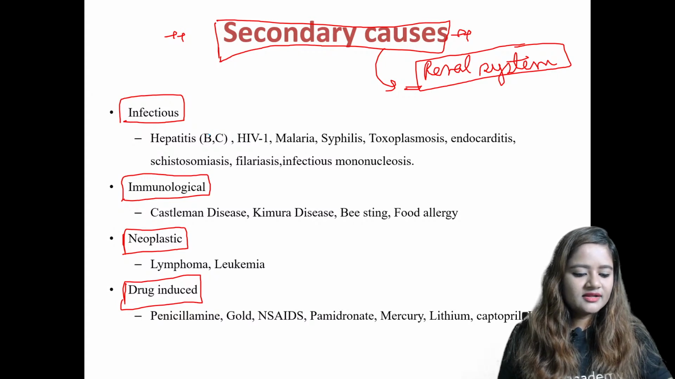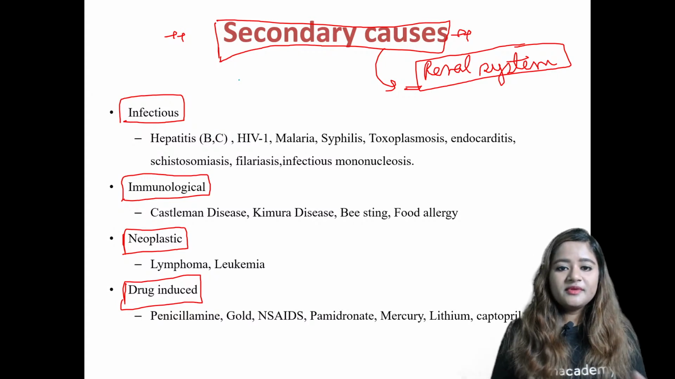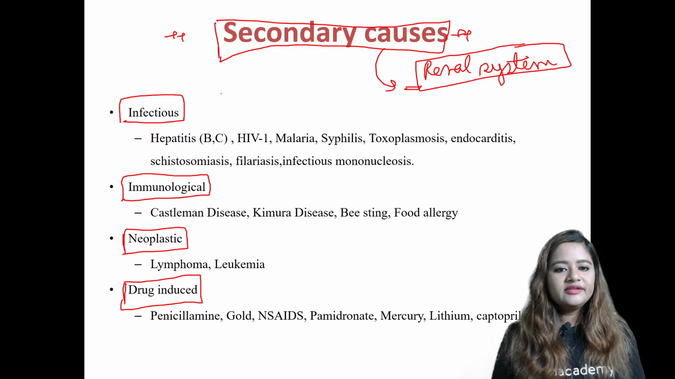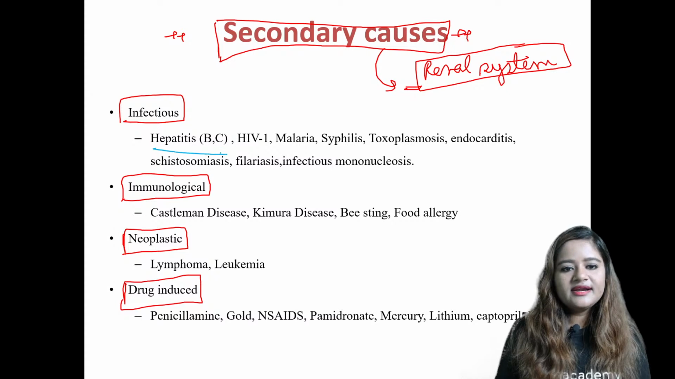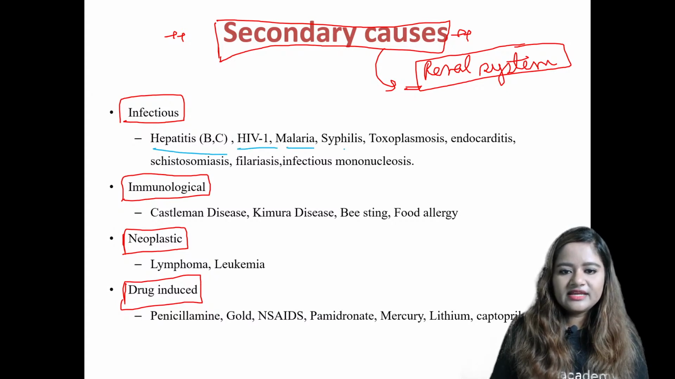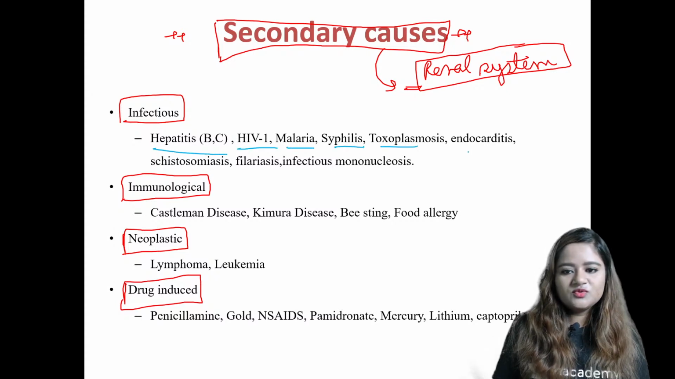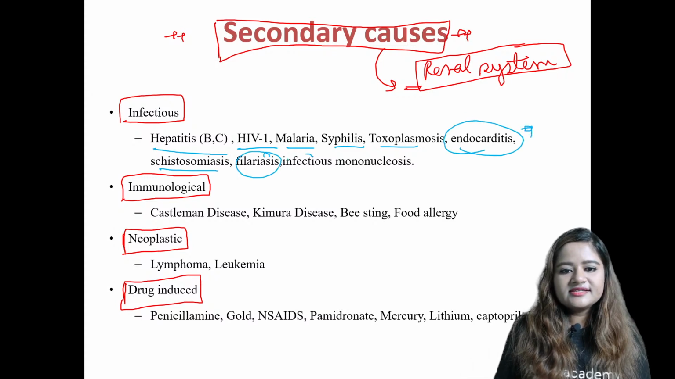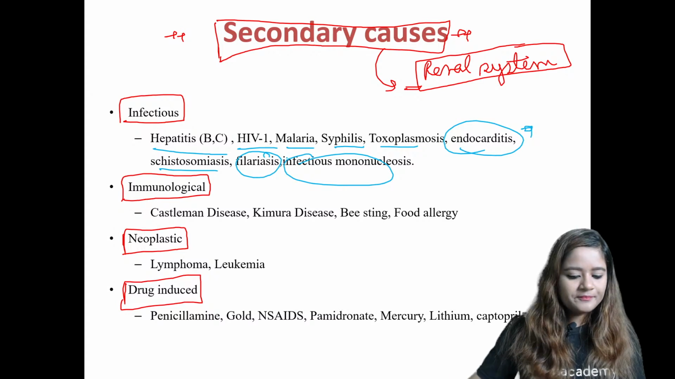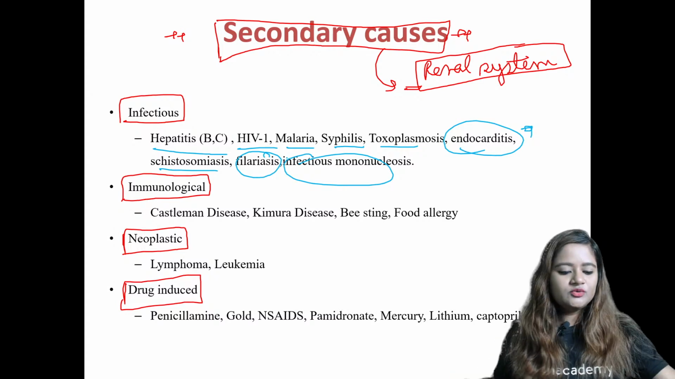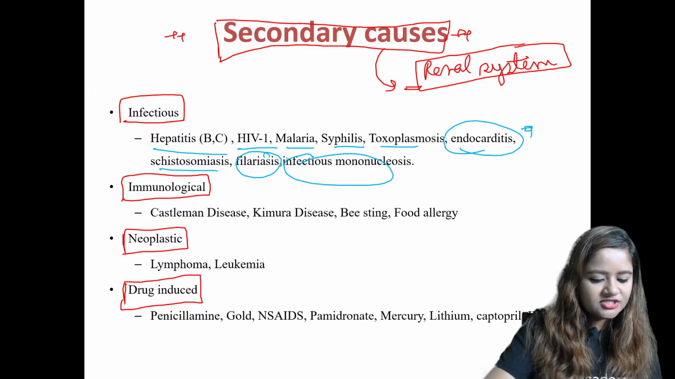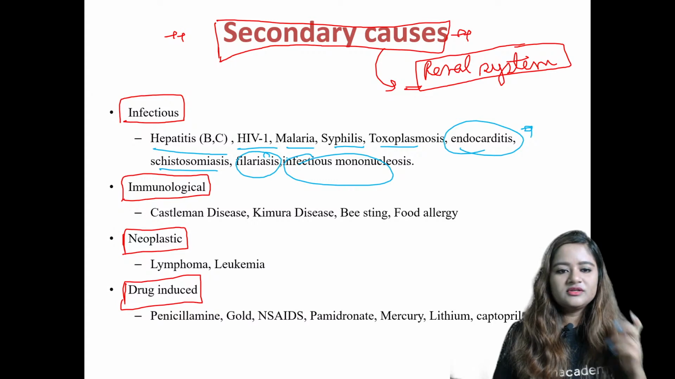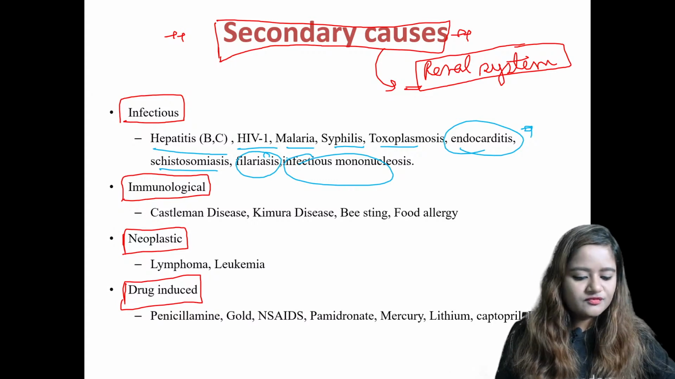So coming back to the topic, now secondary causes are those causes which can lead to the involvement of nephrotic syndrome. So we have hepatitis B and C, we have HIV, we have malaria, we have syphilis, toxoplasmosis, endocarditis is very very important, schistosomiasis, filariasis and infectious mononucleosis. These are all the causes which can lead to the onset of infection, and as a reaction to this infection what can happen, the renal system can get damaged and the baby or the child can present with secondary cause of nephrotic syndrome.